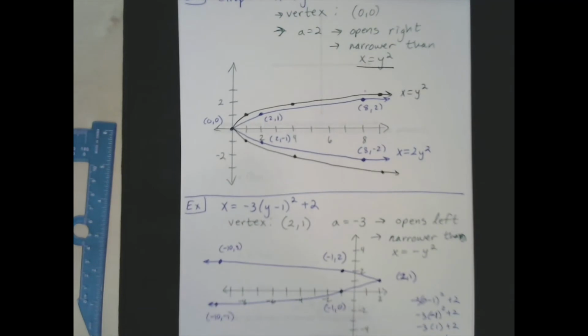So those are horizontal parabolas. Our next conic in this section is circles.